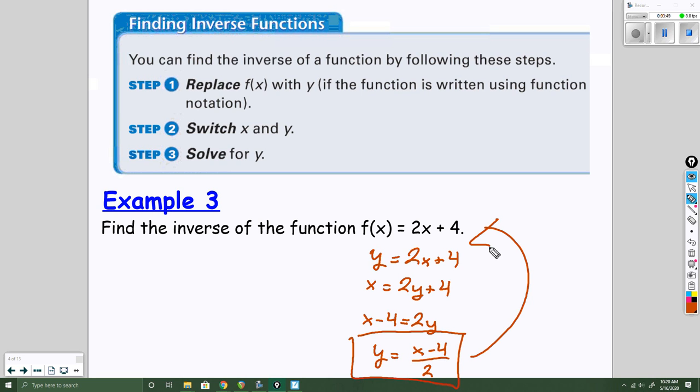All right, so simple steps: replace f of x with y if it's written in that form of function notation, and then switch x and y and solve for y. Pretty simple there.